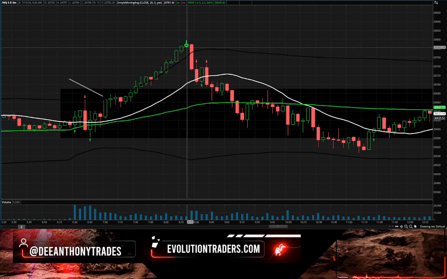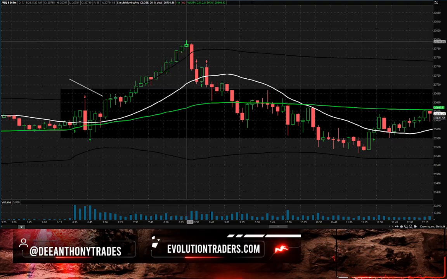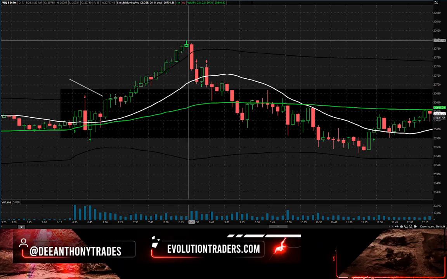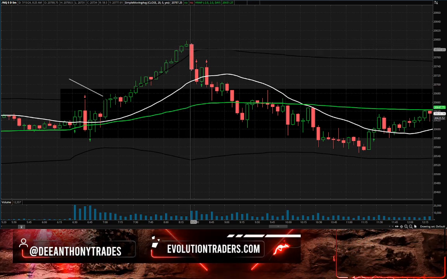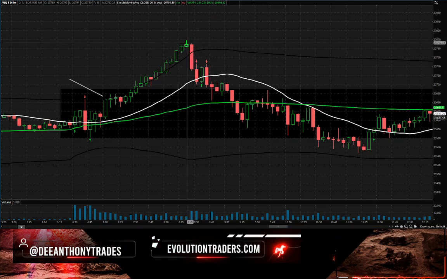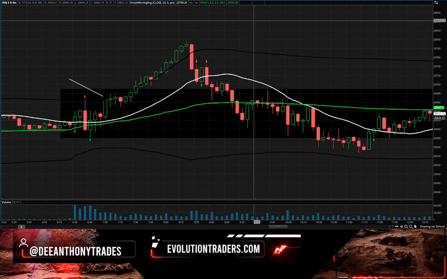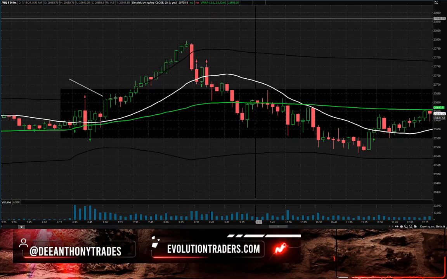Now, this one here, maybe I could see how we call tops, because to be honest, I was on a call with the room in Evolution Traders, and we called this top. We got this big stop here. We didn't take it all the way down, but we got a good chunk of this candle. Okay, so it's a little bit of a different strategy.